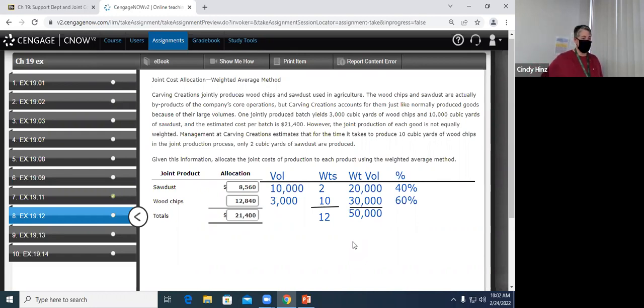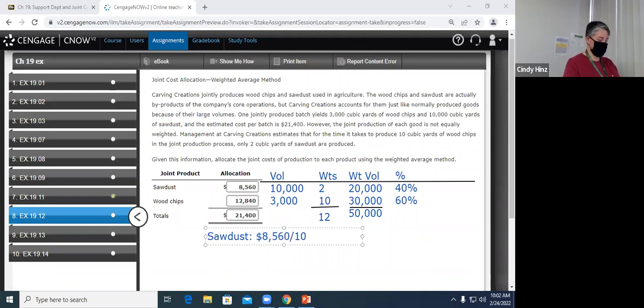That's what we needed to do for this exercise, but I want to show you one more thing. Did you just multiply the weighted volume as a percentage, or? I multiplied the percentage times the 21,400, which is the joint cost we're trying to allocate. So I want to show you what the unit cost would be. So for sawdust, we've allocated $8,560, and that's for the 10,000 cubic yards.